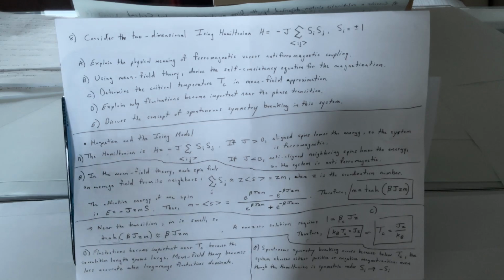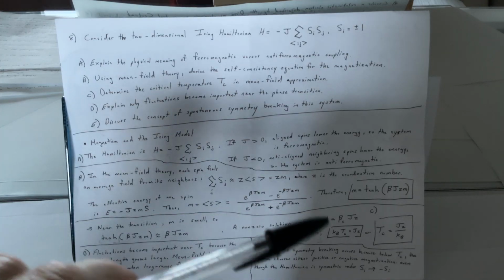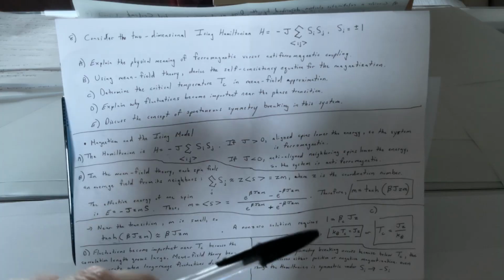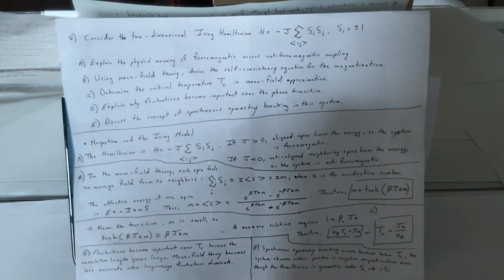A non-zero solution requires 1 equals beta sub c J z. Therefore k sub B T sub c equals J z, or T sub c is J z over k sub B. Here, fluctuations become important near T sub c because the correlation length grows large, and mean field theory becomes less accurate when long-range fluctuations dominate.